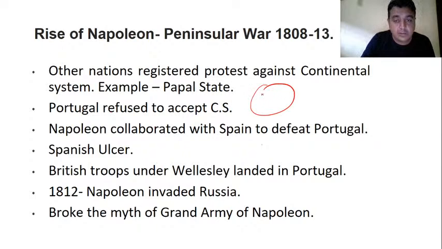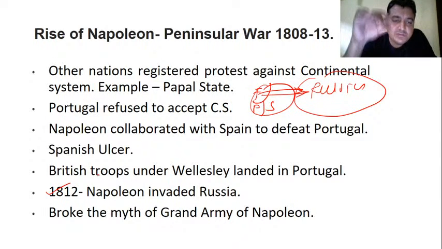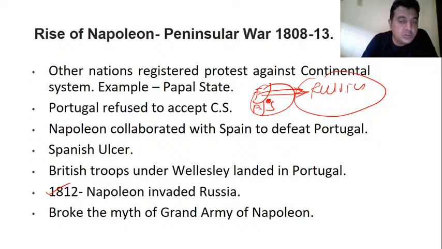So the war with Spain was not ended. At the same time, this is the mainland of Europe. We can mention France and all. And this is suppose Russia. Here is France, Portugal, Spain. Clear? This war is indecisive. And now Napoleon decided to attack Russia in 1812. This is the first mistake he did. He kept half his army in Spain to deal with the Spanish ulcer, and with the rest of the half he attacked Russia.